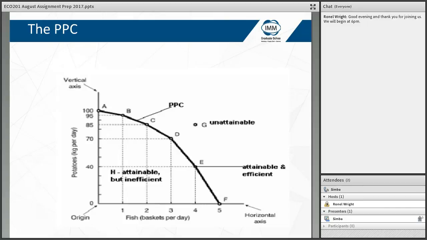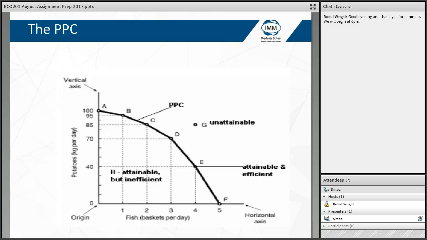Without wasting much time, I'm going to go on to the production possibilities curve. What is important is for you to understand the definition of the PPC. A PPC, or production possibility curve, is a curve that shows us a combination of two goods that can be produced in a society if they are using their resources fully and efficiently.